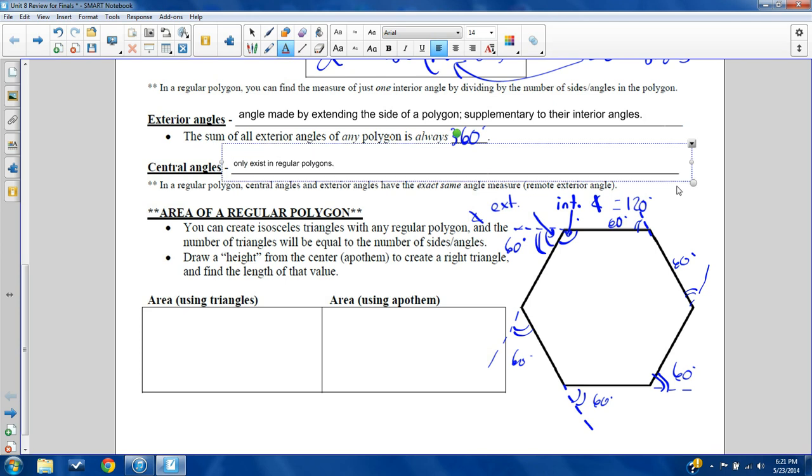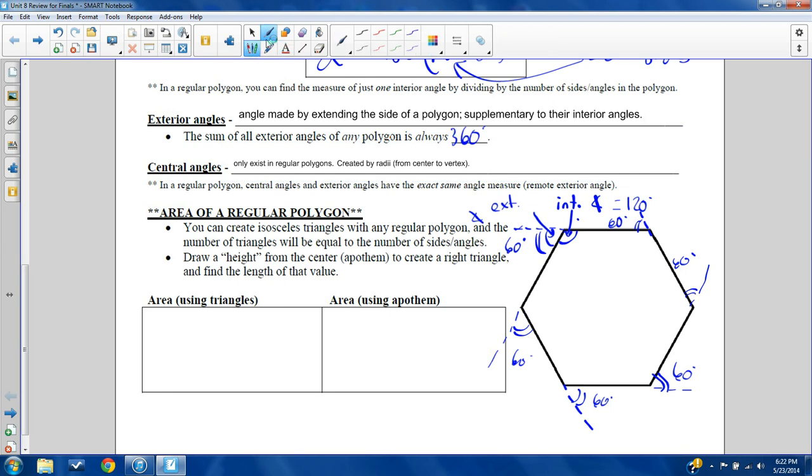Not only that, but they are created by radii. Radii are from center to vertex. I want to make sure you get what a radius is. You know about a radius in a circle. I want to make sure you get what a radius is in a polygon. In a regular polygon, there exists a center, and that center point basically says that there are a certain number of lengths that are the same fixed distance away from the vertexes. Radii in a regular polygon are drawn from center to vertex.